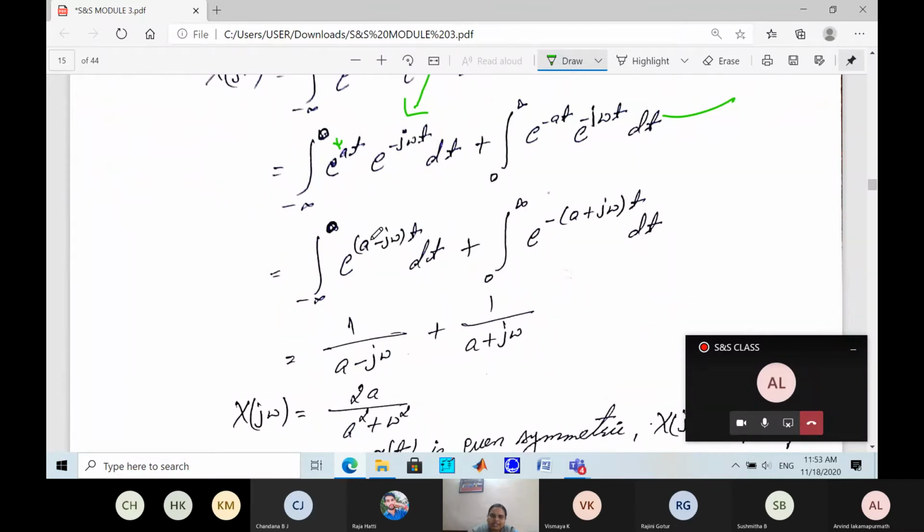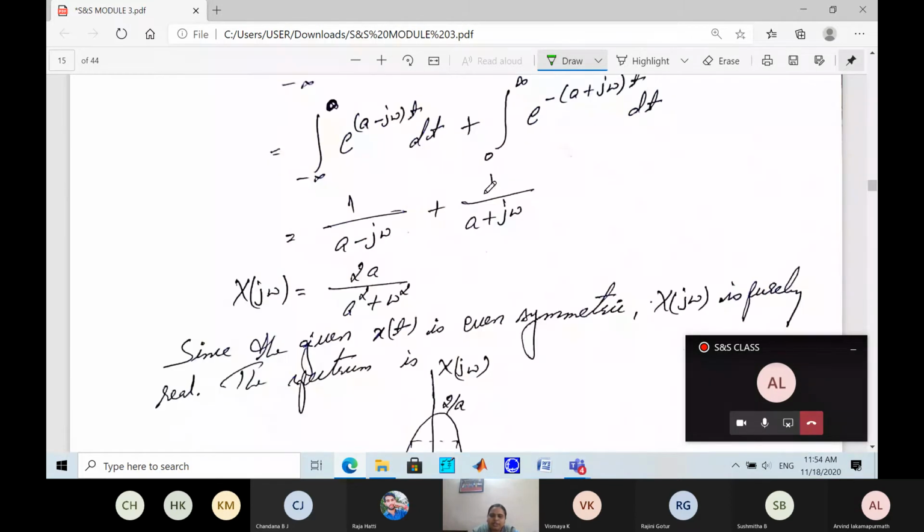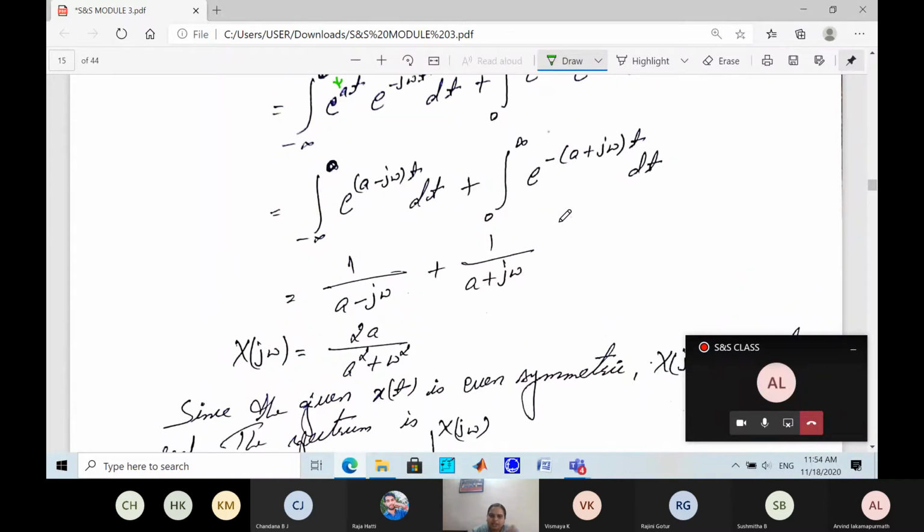So I'll be getting e power (a minus j omega) t dt plus integration 0 to infinity e raised to minus, taking minus common, (a plus j omega) t. Then apply the limit here. I hope you can do this. After applying the limit, you will be getting 1 divided by (a minus j omega) plus 1 divided by (a plus j omega). As I explained previously, just apply the limit for those and you will get this result.